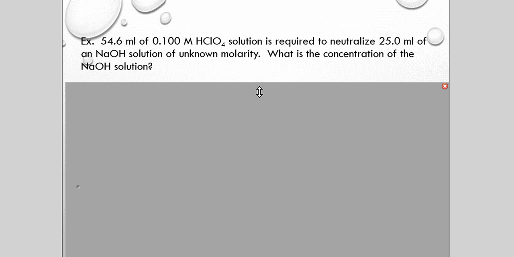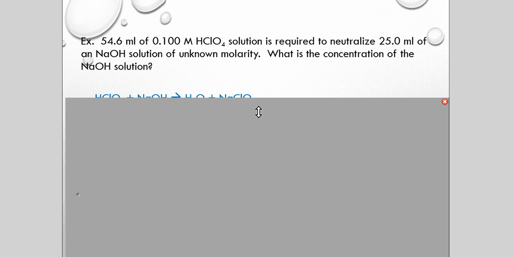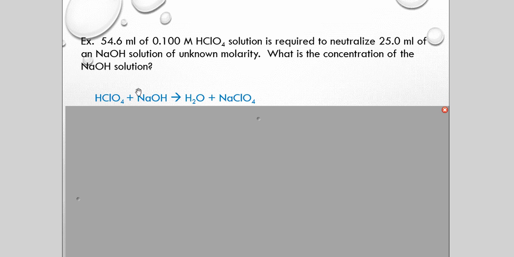So in an acid-base reaction, say we did a titration on this system. We had 54.6 mL of 0.1 molar perchloric acid solution required to neutralize 25 mL of sodium hydroxide solution of unknown molarity. What's the concentration of the solution? The first thing you need is the balanced reaction. And once you have that, you should note that you have equal molar quantities of hydrogen and hydroxide in the reaction.